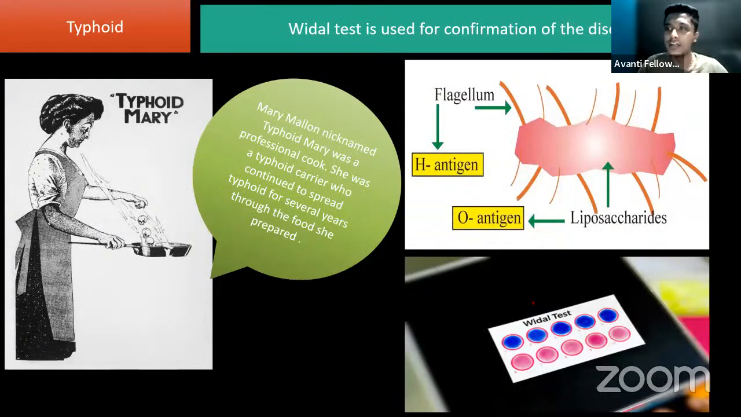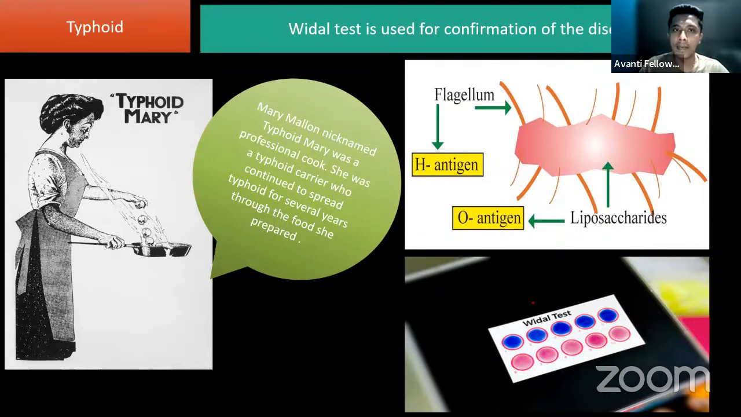Now there is a very interesting story about typhoid. There was a cook called Mary Malone. What she did was she carried on her profession by making bread and cooking food, and she used to sell this food. People used to visit her bakery and restaurant, and buy from her.